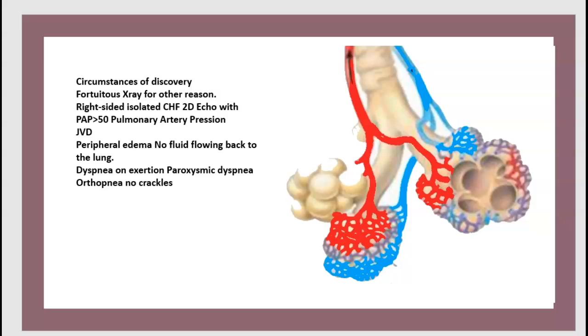Circumstances of the discovery of pulmonary arterial hypertension: a fortuitous X-ray done for other reasons, or a right-sided isolated CHF, where we do a 2D echo with PAP over 50 mm of mercury. There is JVD, peripheral edema, and no fluid flowing back to the lung. Dyspnea on exhalation, paroxysmal dyspnea, orthopnea, and no crackles.